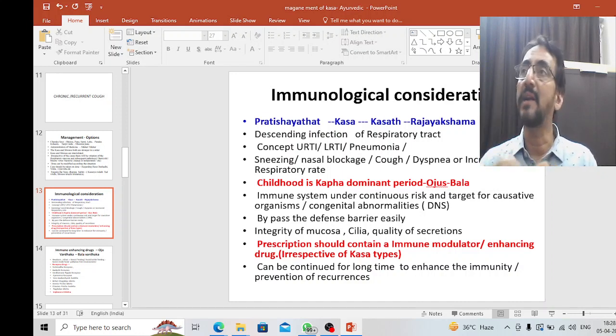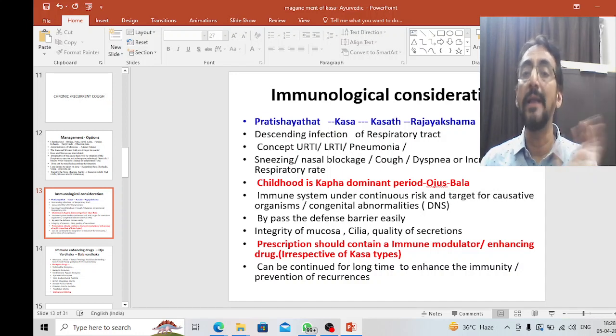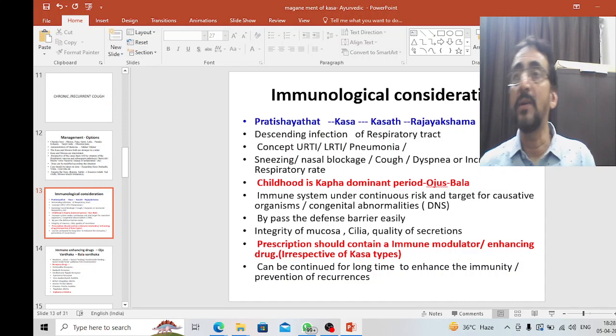When there is upper respiratory tract infection, your oral cavity and the lower tracheal tree are not involved. It is only the involvement of the nose, nostrils, and then the postnasal area. So what are the symptoms in upper respiratory tract infection? The major symptoms are nasa srava, nasal secretions in the form of rhinorrhea, or else nasal obstruction. These are the only two symptoms when there is an upper respiratory tract infection, which is called pratishaya. Of course, dushta pratishaya is different.